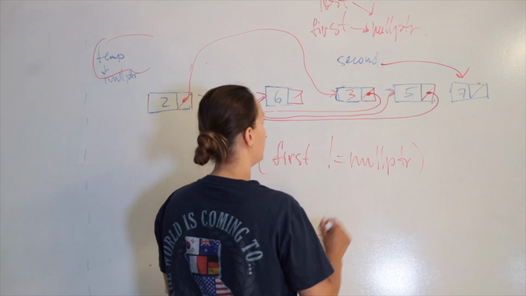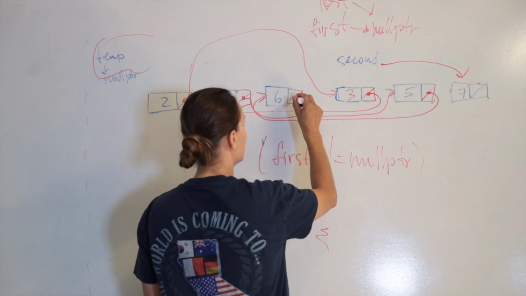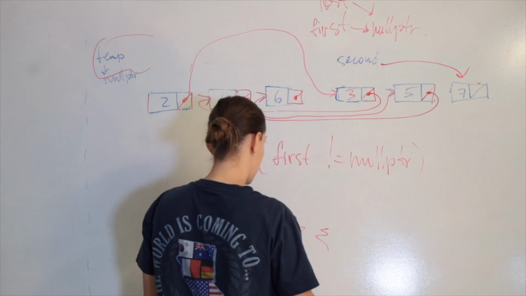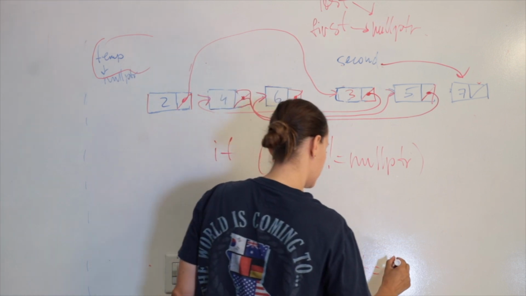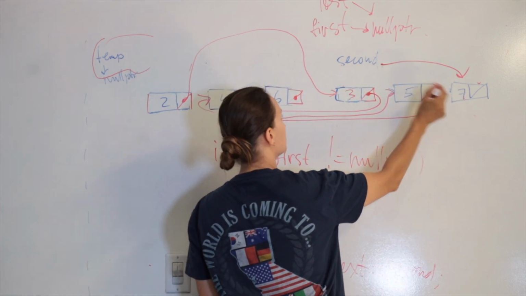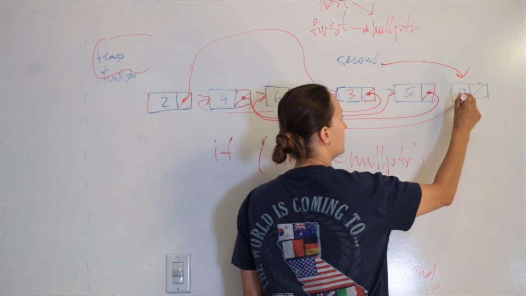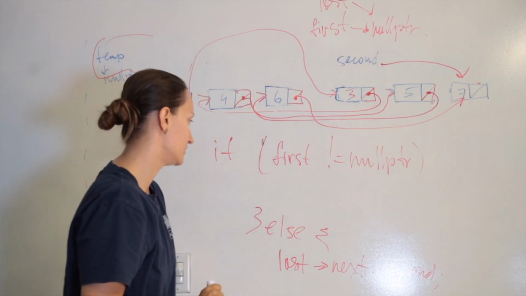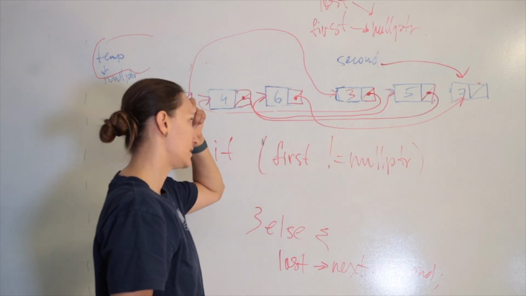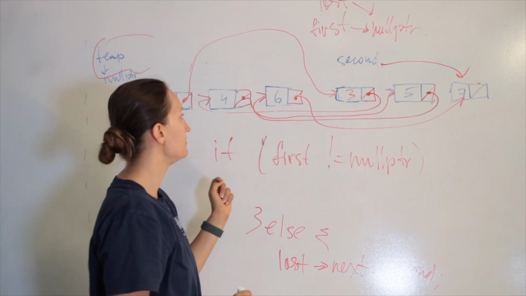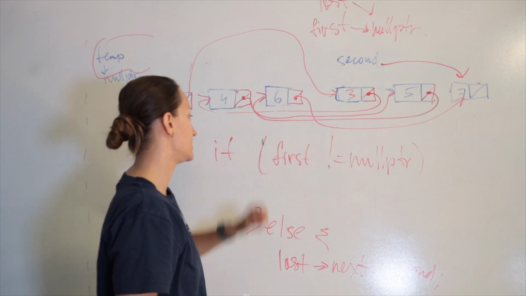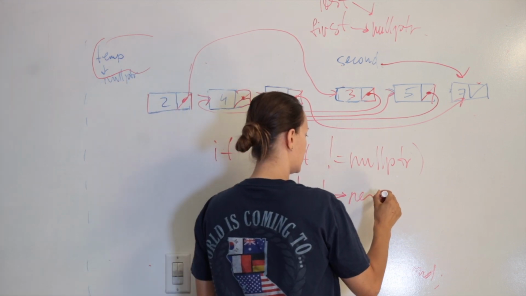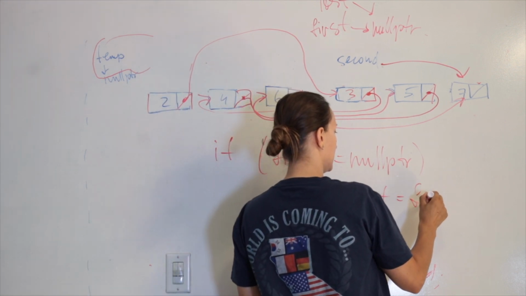It means we will have to point last next to the second. Now second is here, points to the 7, and we'll have to link our last node. If the second list hits the null pointer first, it means we have to link remaining nodes from the first list. Last next equals first.